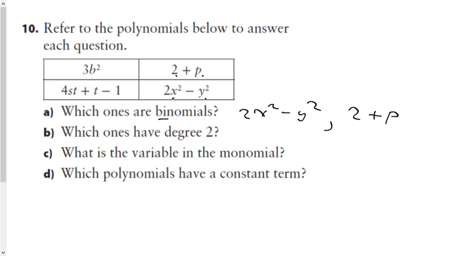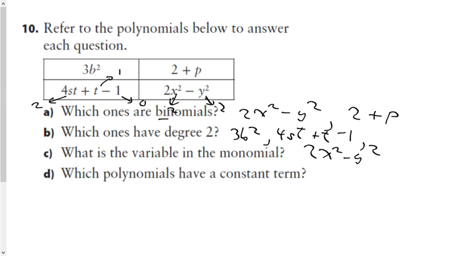Which ones have a degree of 2? Well, 3b squared is a monomial. The variable b has an exponent of 2, so it has a degree of 2. Degree of 0, degree of 1, that does not have a degree of 2, so we can't include that one. 4st has a degree of 2. T has a degree of 1. 1 has a degree of 0. So that one, 4st plus t minus 1, has a degree of 2 as well. And finally, x has an exponent of 2, so its degree is 2. Y squared is an exponent of 2. So therefore, that binomial, 2x squared minus y squared, has a total degree of 2 as well.